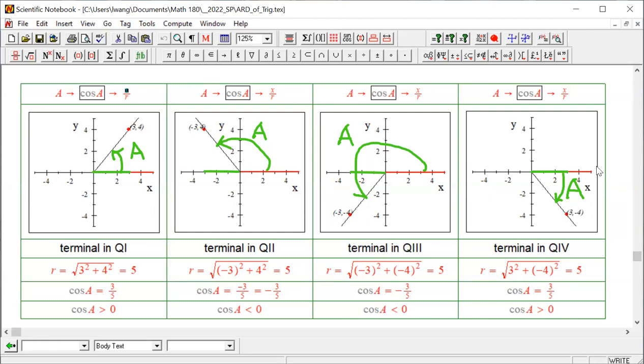For the next lesson, I don't want this one to be too long. We are going to look at tangent and cotangent from definition, and of course, secant and cosecant.